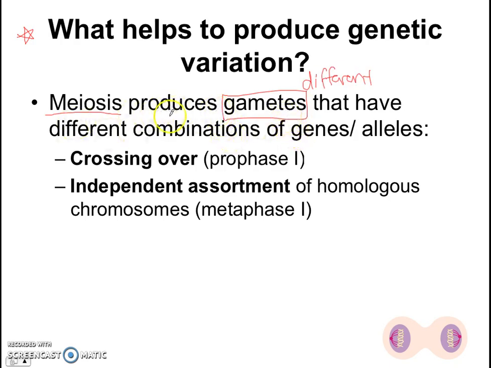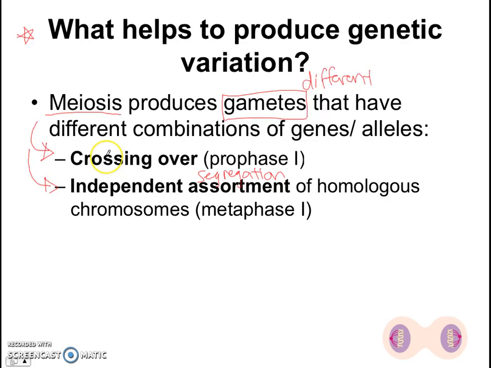And how does meiosis produce gametes that are different? It does so through two different ways. The first way is crossing over. And the second way is the independent assortment or independent segregation of homologous chromosomes. We'll take a look at that in the next few slides. So the first important point is meiosis helps to produce genetic variation because meiosis produces gametes which are genetically non-identical, and it does so through two processes, crossing over and independent assortment.